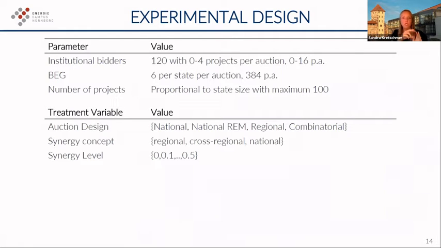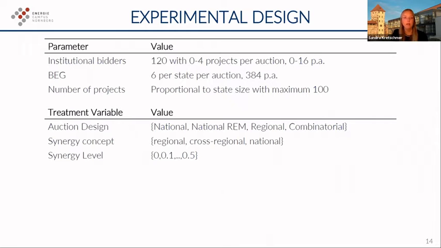So we integrate 3 different synergy concepts, as we call it, and check the consistency of our results across these 3 concepts. So we have a regional synergy concept, which means that synergies arise only for wind plant projects that are realized or awarded in the same German state. Then we have cross-regional synergies, which means that synergies can be realized for projects in neighboring states. So for example, Berlin and Brandenburg, or Bavaria and Baden-Württemberg. And then we have a national synergy, which means that synergies arise for all projects across all Germany.